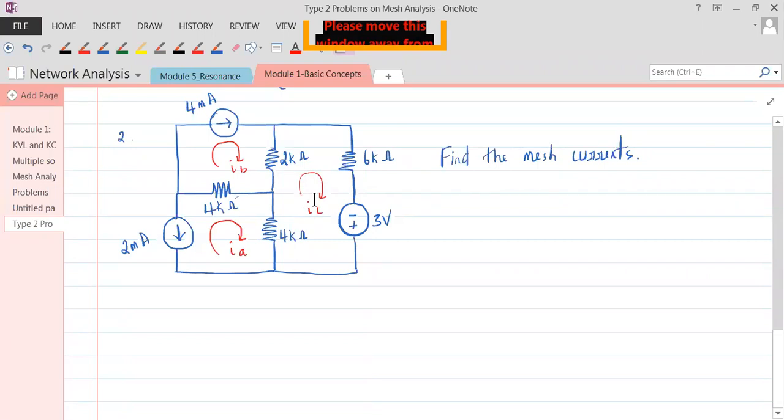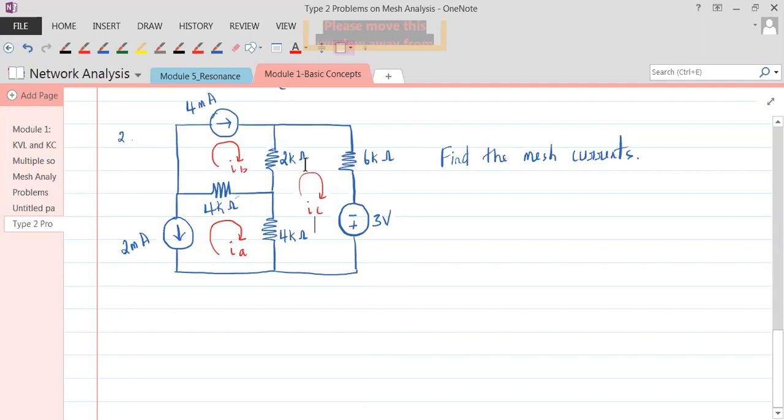Raghavendra? No, it's a logical question. How do we know this is mesh 3? Since this is our first current, this is our second, and this is our third current, so this is our third mesh. Okay, so this is how we refer to it. Everybody is okay with that?